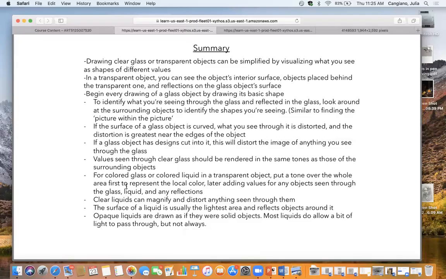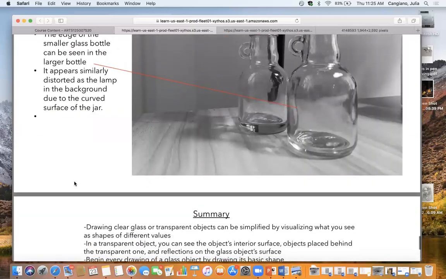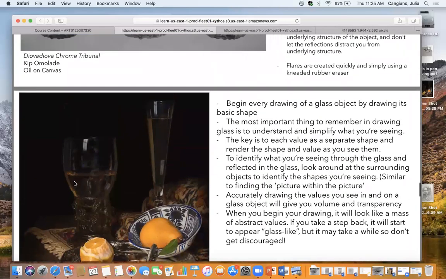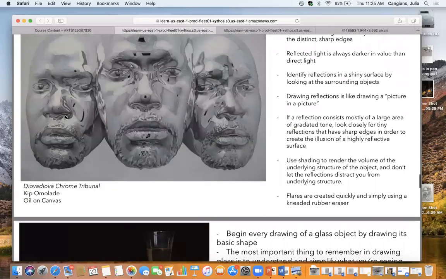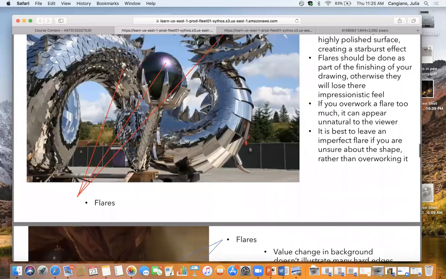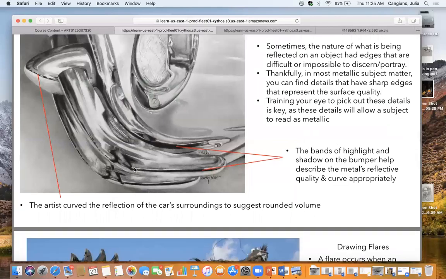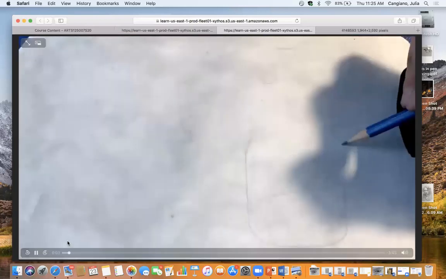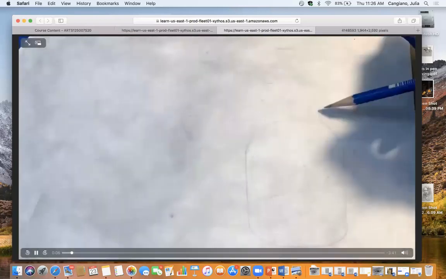So that is sort of the gist on metal and glass. And I realize it's a lot of material, but hopefully, if you guys do have any questions about any of this, you can either ask me or refer back to the slideshow. I think it has a lot of good imagery in it about glass and metal. So hopefully that's helpful. I do have a demo video that I want to show you guys where I draw just those little bottles that you guys saw in the slideshow.